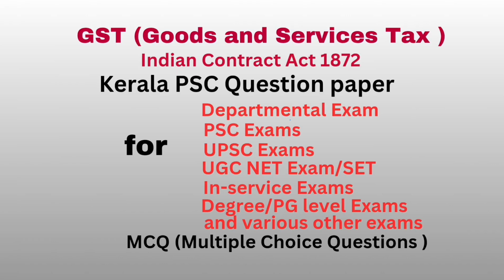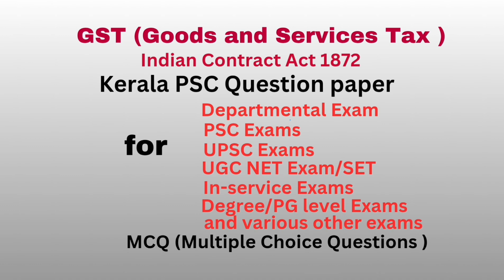Question number 58. An agreement not enforceable by law is called, answer, void agreement. Question number 59. An agreement is said to be a contract if it satisfies which of the following conditions? Option A, free consent of parties. Option B, for lawful consideration and with lawful object. Option C, not expressly declared to be void. Option D, all of the above. Correct answer, option D, all of the above.